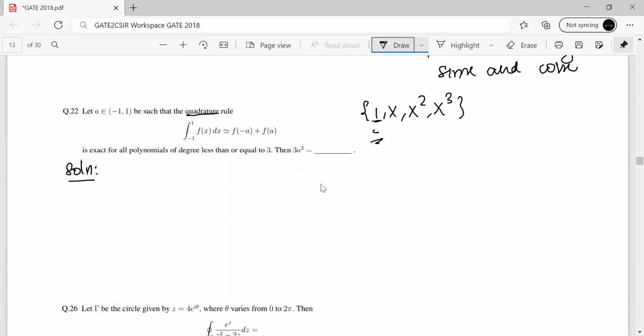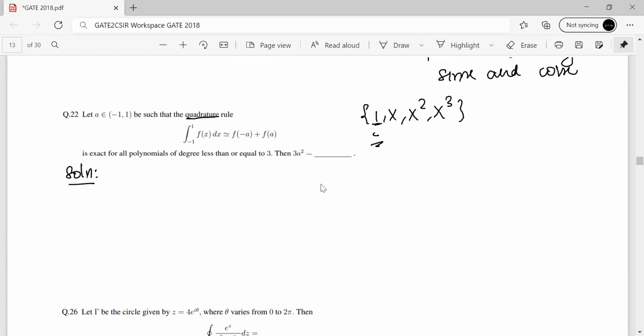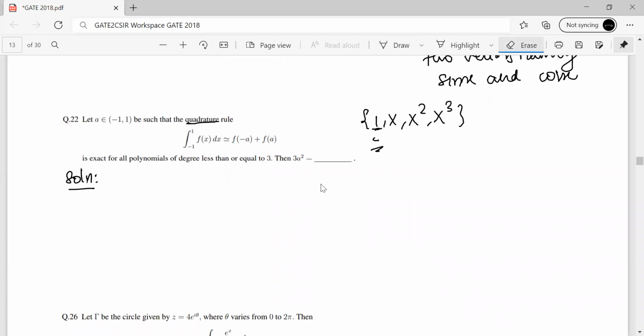Once again, something is wrong with the device again. It's not working. Just a second. Okay, so it's fine now. Let's begin.